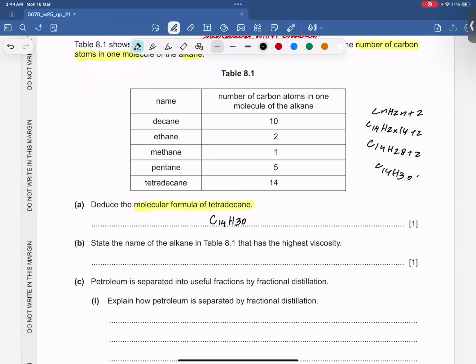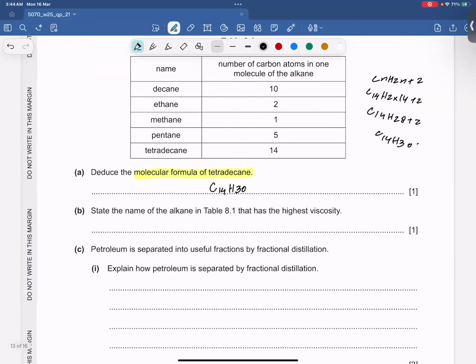Okay. State the name of the alkane which has the highest viscosity. Highest viscosity means thick liquid. And obviously, as the number of carbon atoms increases, viscosity increases. So tetradecane is going to be the correct answer because it has the most number of carbon atoms. So it has the highest viscosity. Okay.